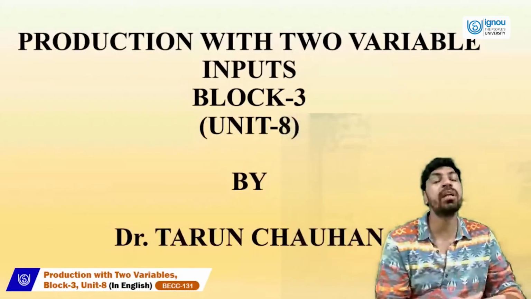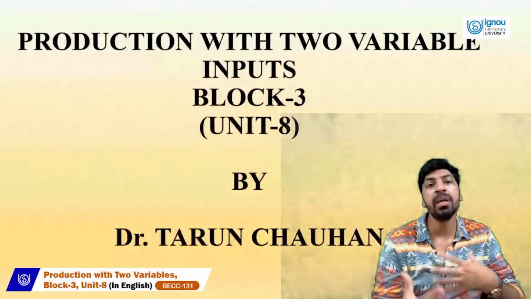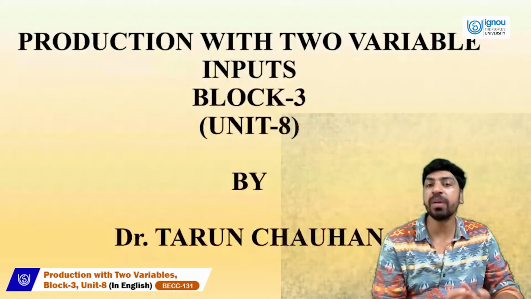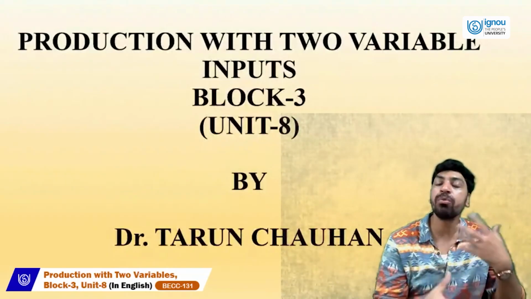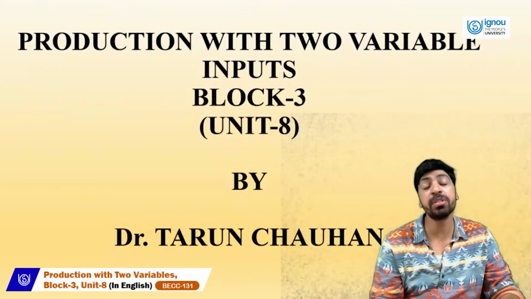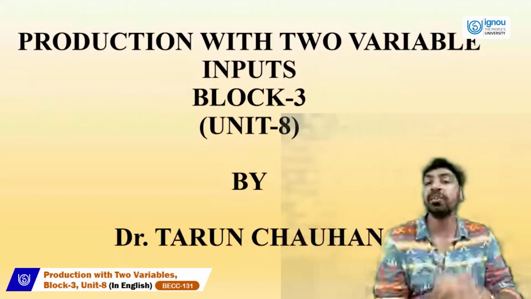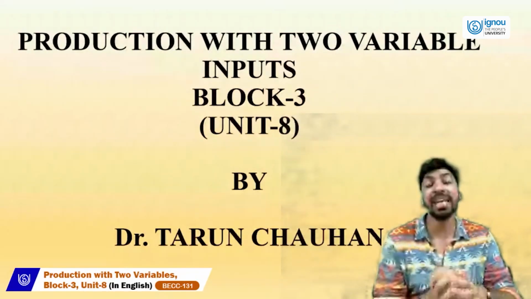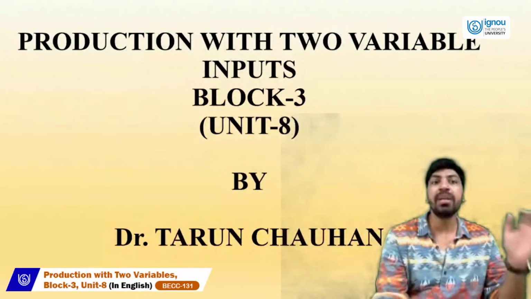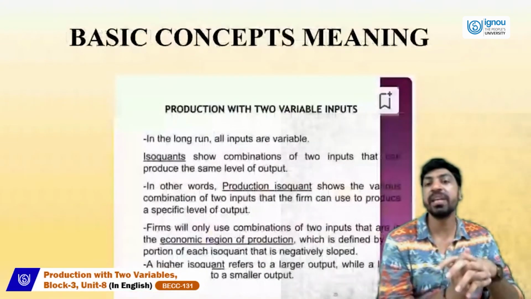We are all going to learn about production with two variable inputs: how it works in the case of two inputs, how they combine, how to obtain the optimum combination of inputs, and how a producer's equilibrium can be achieved at what level. That is all for today's session in Unit 3, Unit 8 in Block 3. So let's begin with the basic concepts, that is, production with two variable inputs.